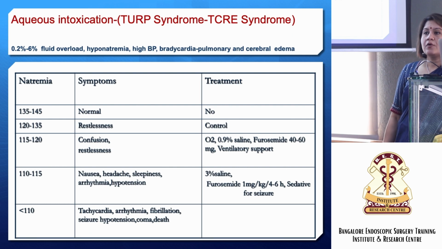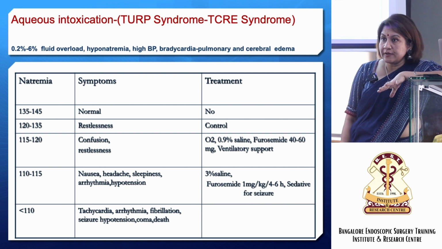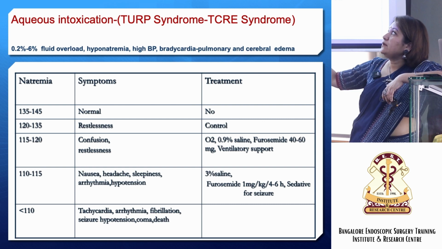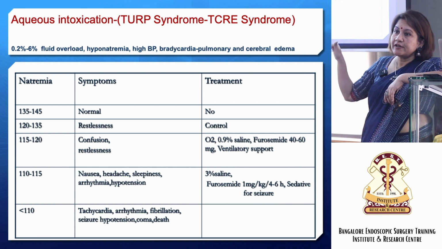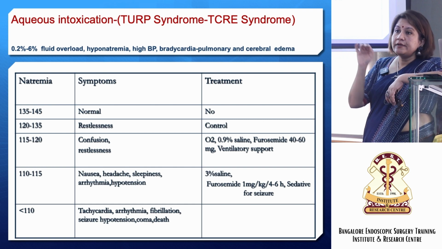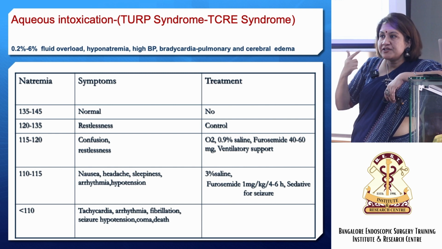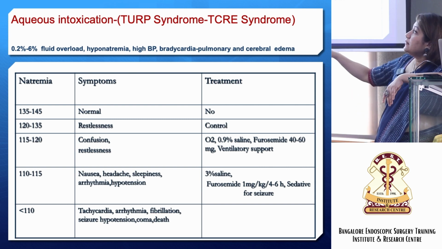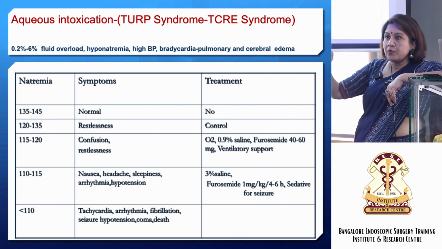Now, what are we worried about? Whenever a hypoosmolar fluid gets into our bloodstream, it causes hyponatremia, and that is where all the complications happen because of the glycine. To give an idea, when the sodium level is between 135 and 145, which is normal, and it drops to 120 to 135, the patient starts becoming restless. That is the reason we do these operative procedures under regional anesthesia, and the patient will tell you, I'm feeling restless. Your monitor starts showing arrhythmias and hypotension only at a value of 110 to 115.